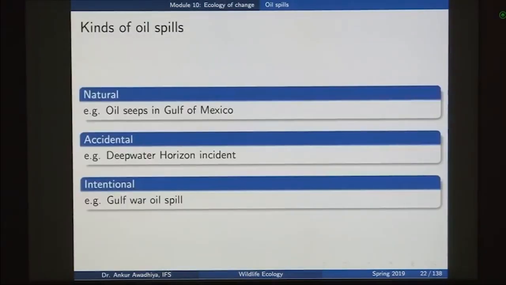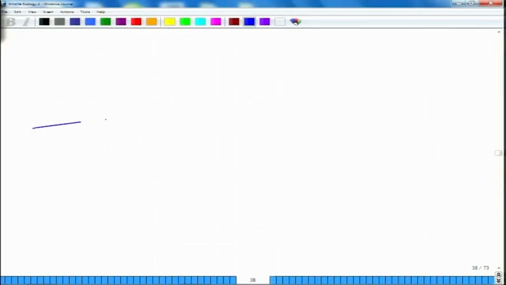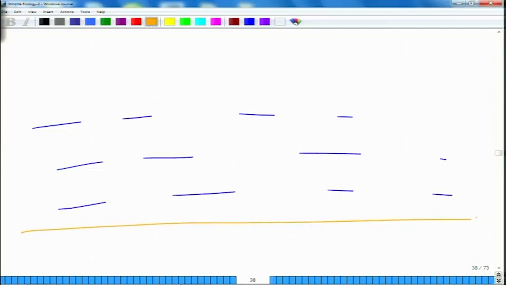Now, based on their origins, they can be classified into natural oil spills, accidental oil spills, or intentional oil spills. Now, an example of natural oil spills is the oil seeps in the Gulf of Mexico. In this case, what happens is that you have the ocean, and in the seabed, there is some amount of natural leakage of these hydrocarbons. So when that happens, some hydrocarbons come to the surface. So this is how it looks.